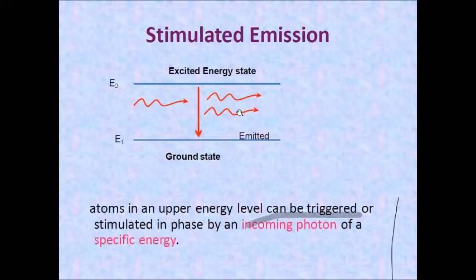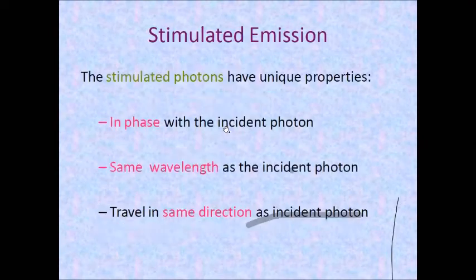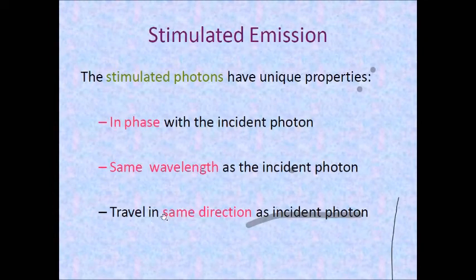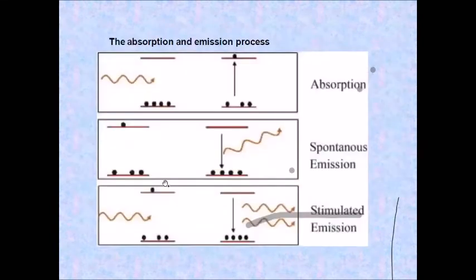Now if we allow these two photons to strike another atom in the high energy state, then these two photons will produce another four photons. Like that, the number of emitted photons will increase. So in stimulated emission, we have to remember these points. The incident photon and the stimulated photon are in phase, they have the same wavelength and travel in the same direction.